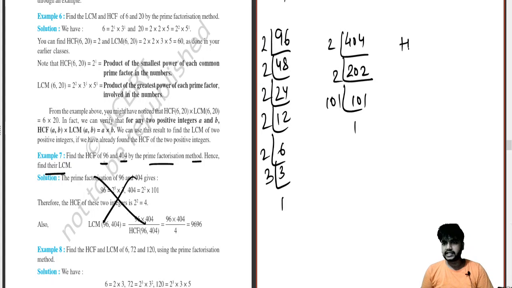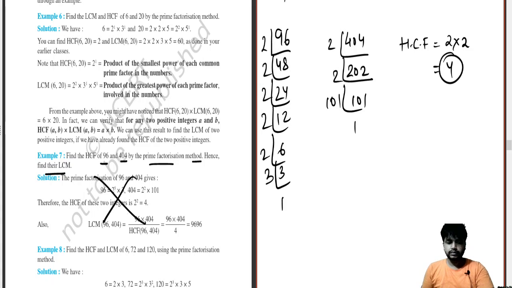So if you look at HCF, there are only two numbers common, that is 2 into 2. So HCF will be 4. Okay. Now find the HCF of these by the prime factorization method. So my first answer has been acquired by me. I have not done any stupidity over here till now. No careless mistakes have been seen over here.